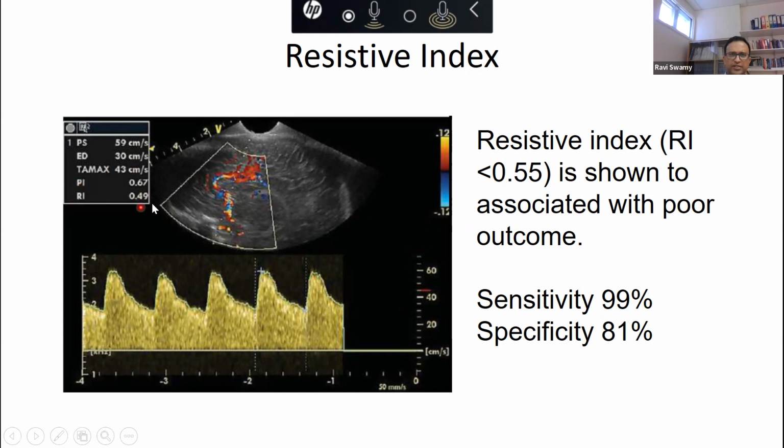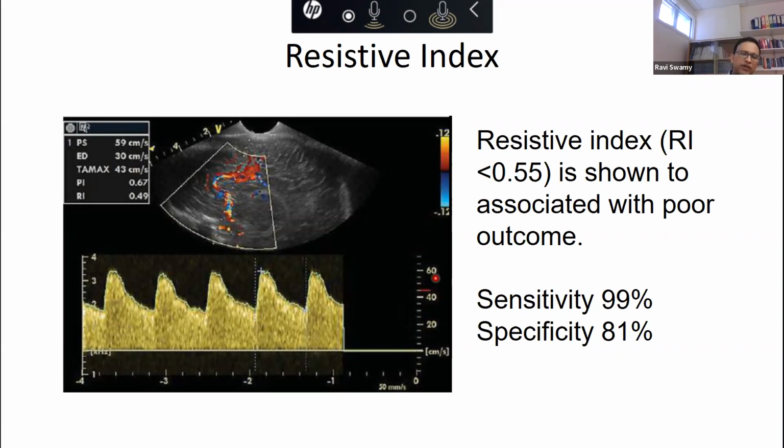You can see here the RI is given as 0.49. But how you calculate it is systole minus diastole, the whole divided by systole. For example, let's give a rough idea. The systole is running at 60 centimeters per second, and perhaps the diastole is around 40 for ease of calculation. So 60 minus 40 is 20, the whole divided by the systole, so 20 divided by 60. That is basically 1/3.